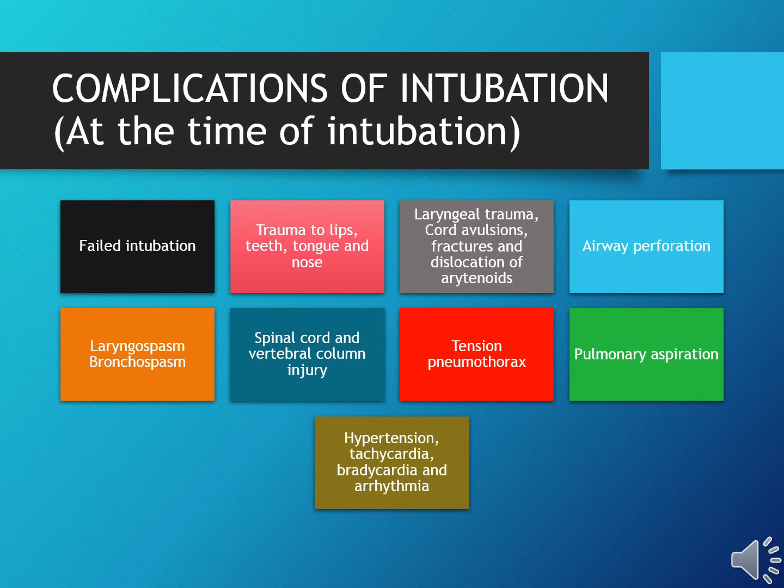So some complications are there in intubation. Some occur at the time of intubation, and some later complications we can see. At the time of intubation: failed intubation, trauma to lips, teeth, tongue, nose, laryngeal trauma, cord avulsion, fracture and dislocation of arytenoid, airway perforation, laryngospasm, bronchospasm, then spinal cord or vertebral column injury, tension pneumothorax, pulmonary aspiration, and some other complications are hypotension, tachycardia, bradycardia, and arrhythmias.